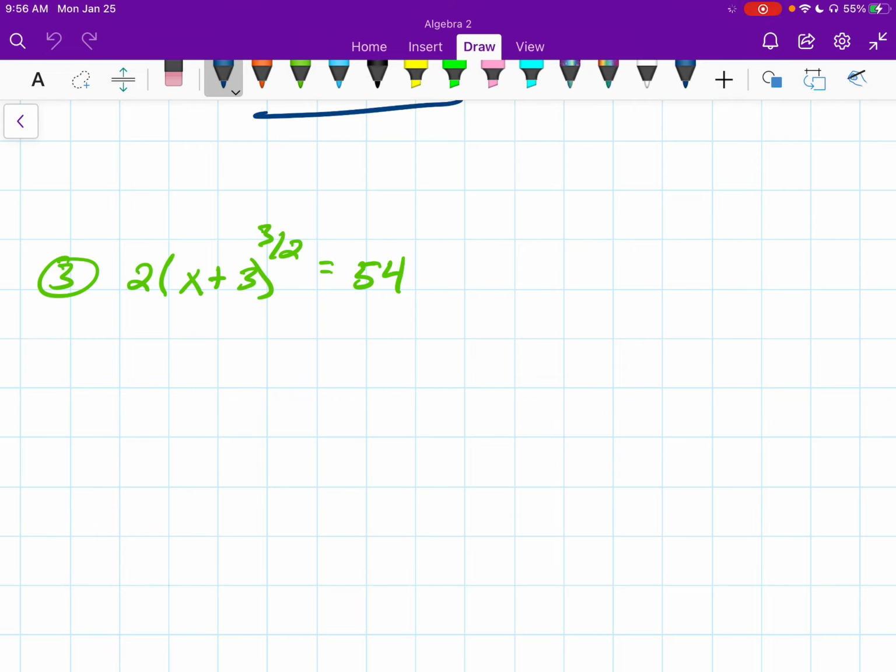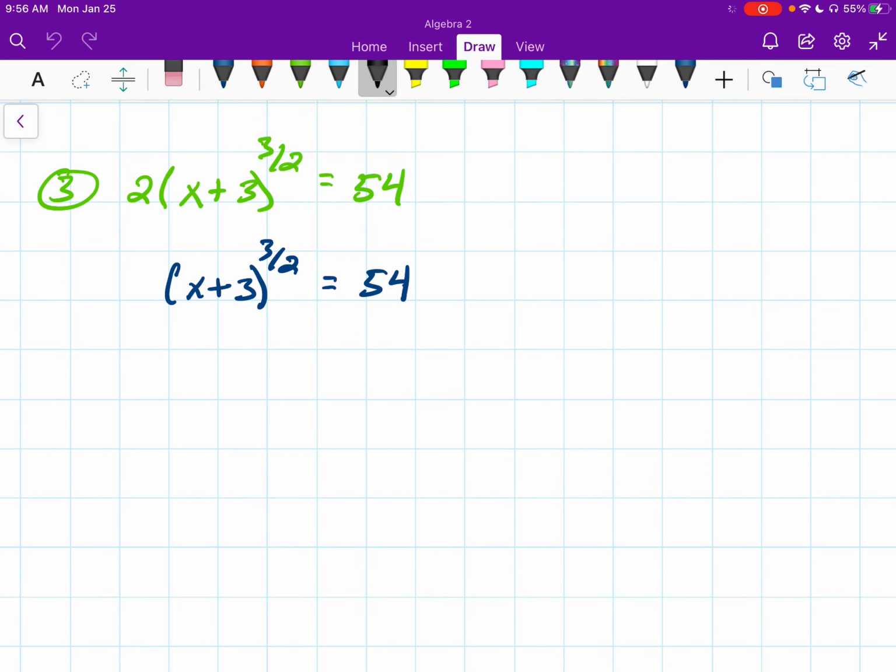We're going to need to start off by getting our parenthesis stuff alone. So we're going to divide everything by 2. So then we'll be left with x plus 3 to the 3 halves is 54. Now, what changes here, and what makes it just a little bit different than the last one, is we have that fractional exponent. We want to get rid of the whole fractional exponent. We don't just want to get rid of that 2 that's part of the root. We want to get rid of the whole thing. So what I'm going to do is multiply the whole thing by 2 over 3, or raise it to the power of 2 over 3.